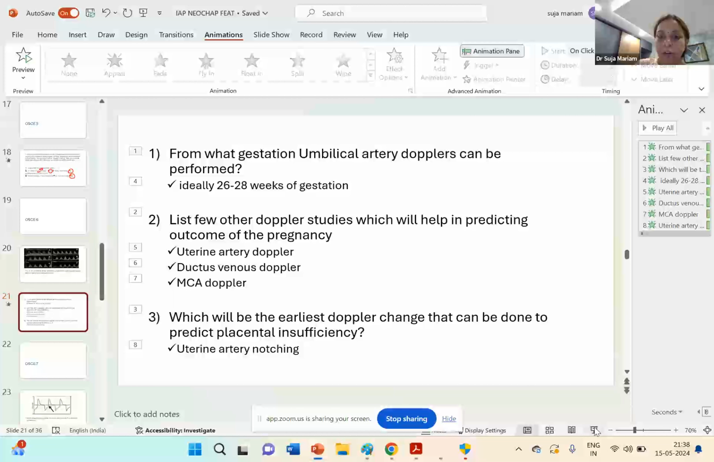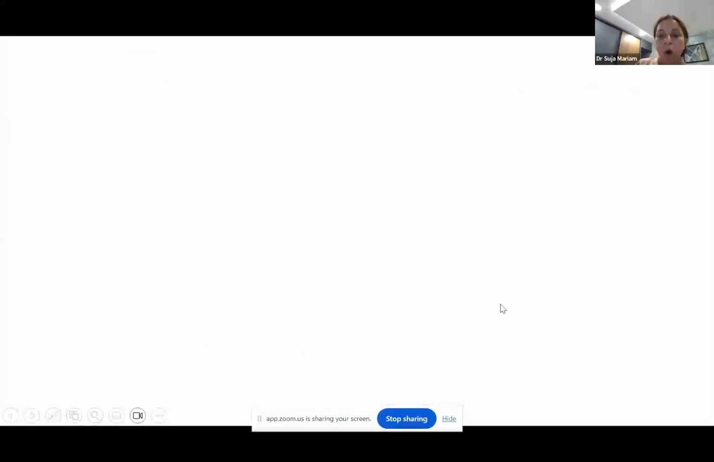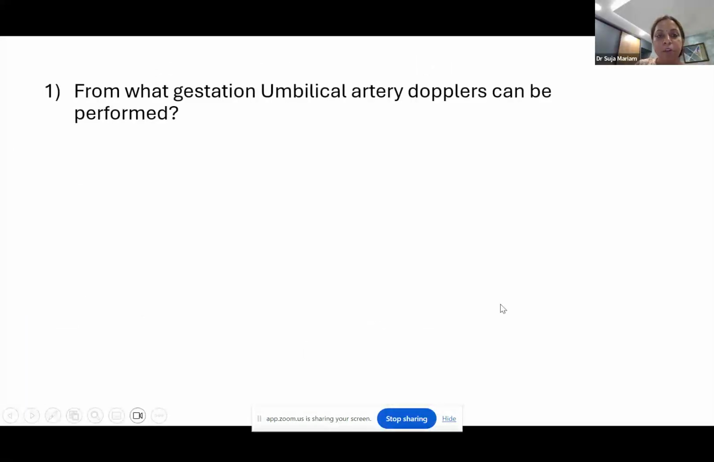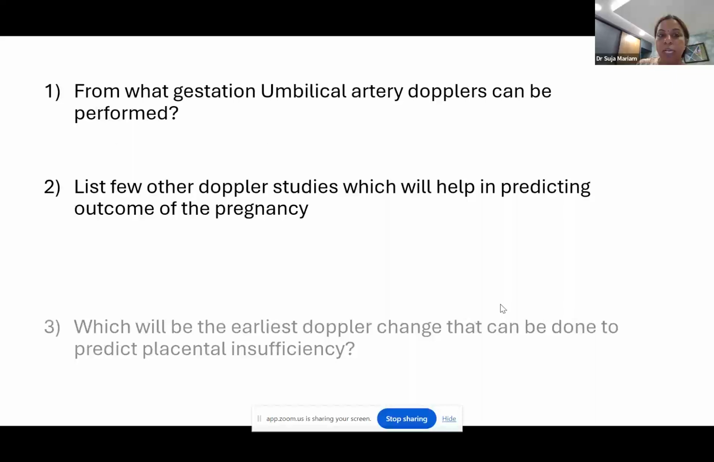Okay, so let's go into the final answers. From what gestation umbilical artery Dopplers can be performed? The earliest time you can do is 24, but the ideal time that you can do it is 26 to 28 weeks. So you can start interpreting your umbilical artery Dopplers. If somebody asks you for a single answer, then it is 26 to 28 weeks of gestation. In a second trimester scan, umbilical artery reversal, reduced flow, they have no meaning at all.